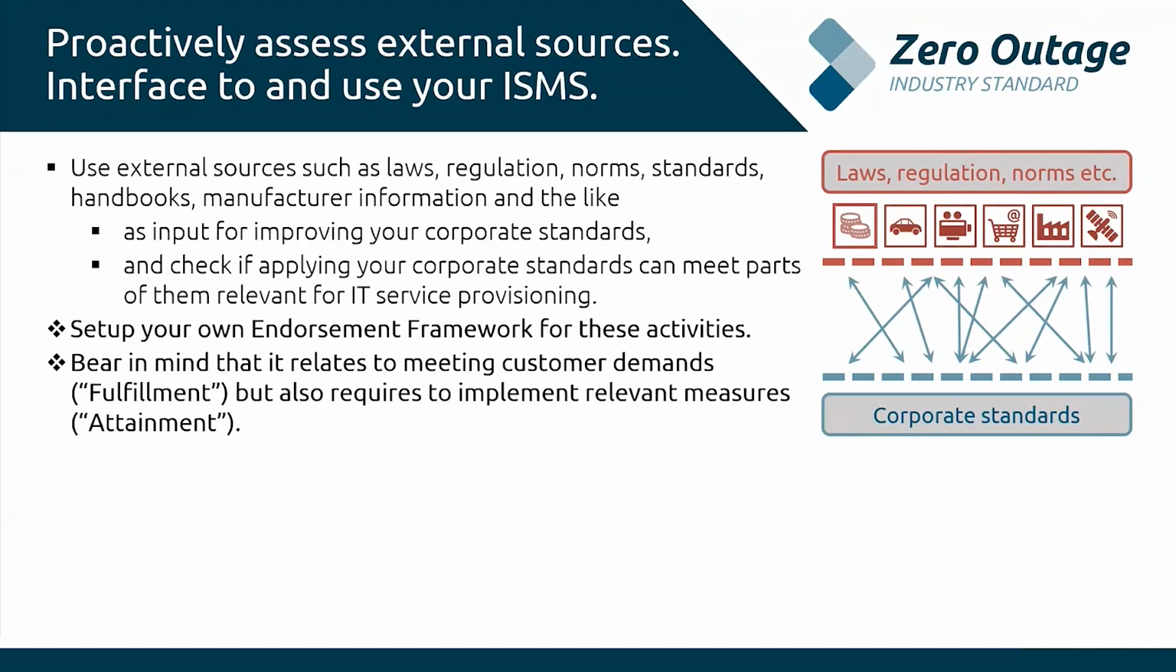For this, we need what we call an endorsement framework. External sources, such as laws, regulations, norms, standards, handbooks, manufacturer information, industry standards, whatever it is, are very useful. We encourage every organization to take advantage of these things because they are mostly tested and proven, and widely accepted, and to use these as an input for your corporate standards. There's no need to reinvent the wheel. Take them and use them.